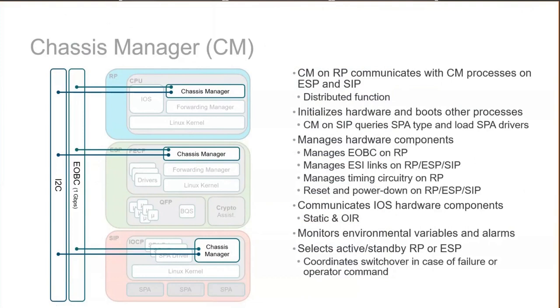It also manages hardware components, and manages ESI links. So those are the chassis manager of the forwarding plane that will be managing the ESI links. And whenever a new device is being added or removed, the chassis manager is the process that detects that a new device has been added and makes sure that it is initialized and it boots up. It also monitors the environment variables like temperature, fan speed, the voltage of the power sources, those parameters. And it will also always provide alarms in case anything is beyond the threshold value.